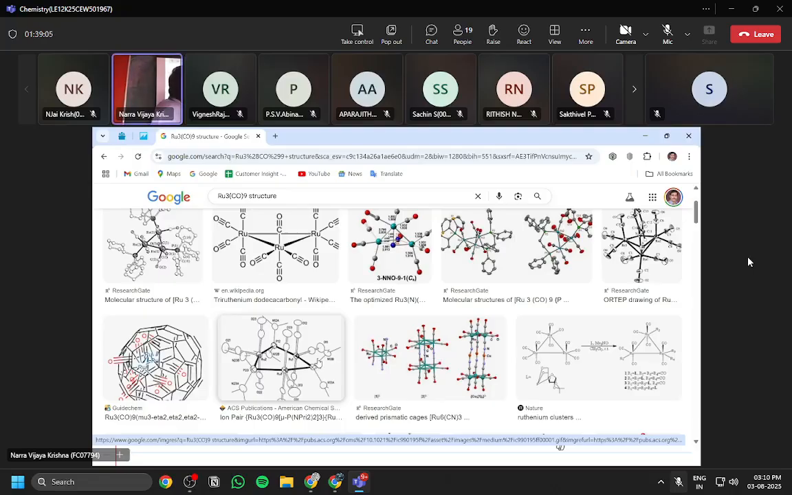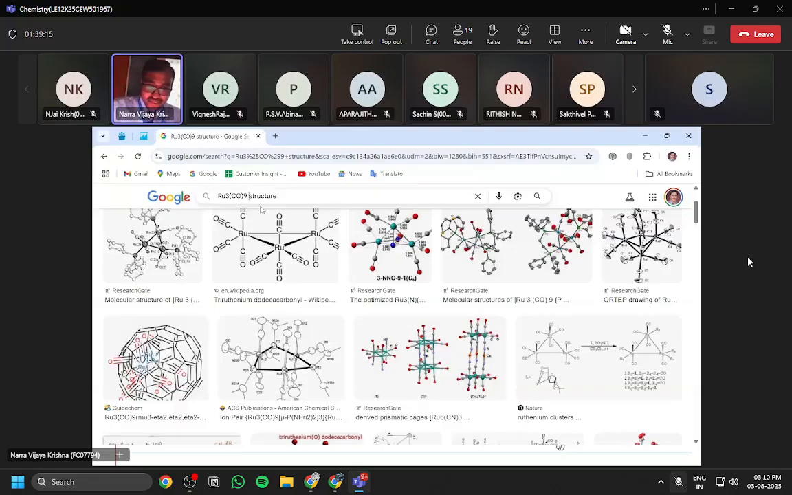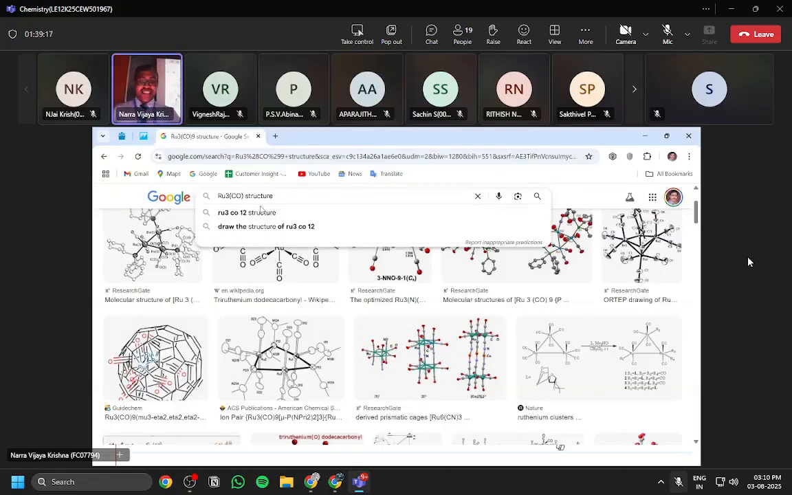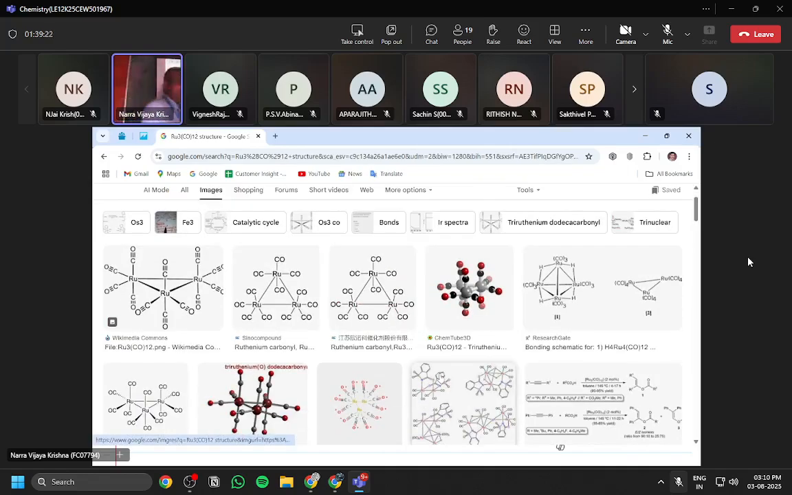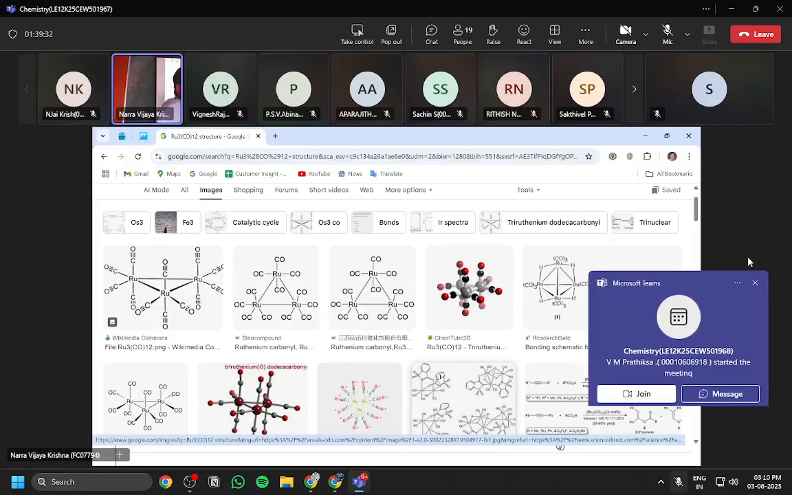We can take 12. 1, 2, 3, 4. It is 12. One minute. Okay. 12 only. Structure is 12 only. Okay, 3 centers, each will have 4 carbonyls. So 12, correct only. Right? Ru3(CO)12. Right? And H2, what is that?